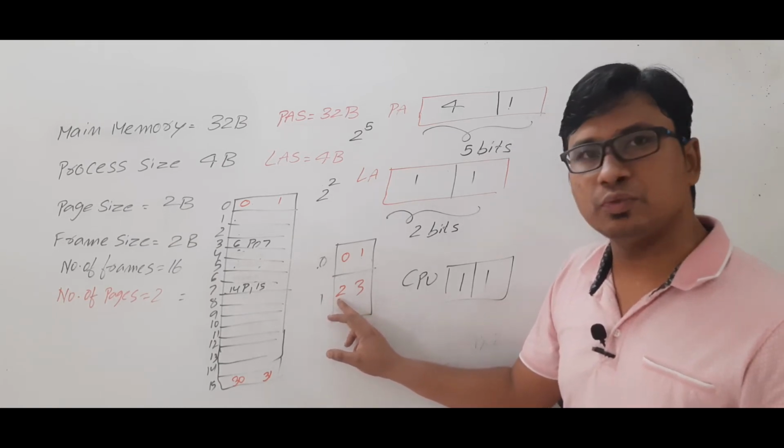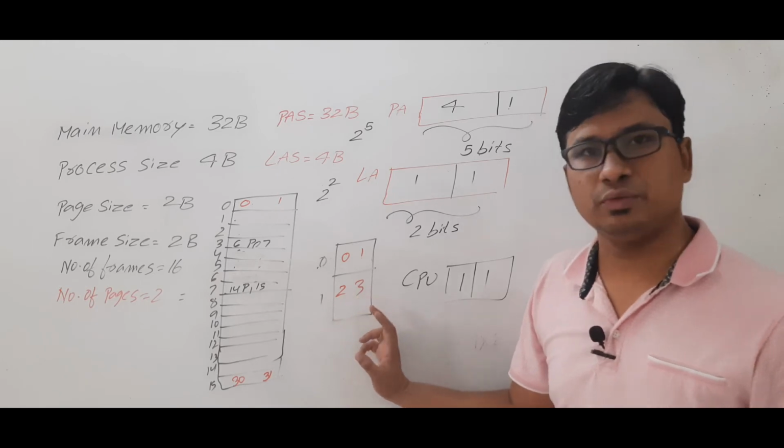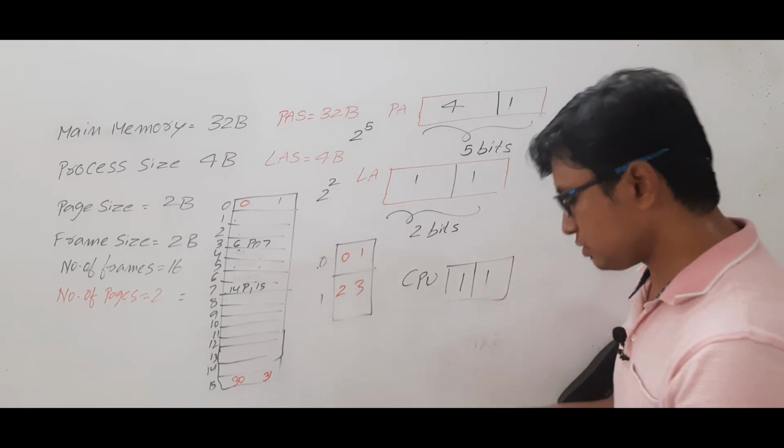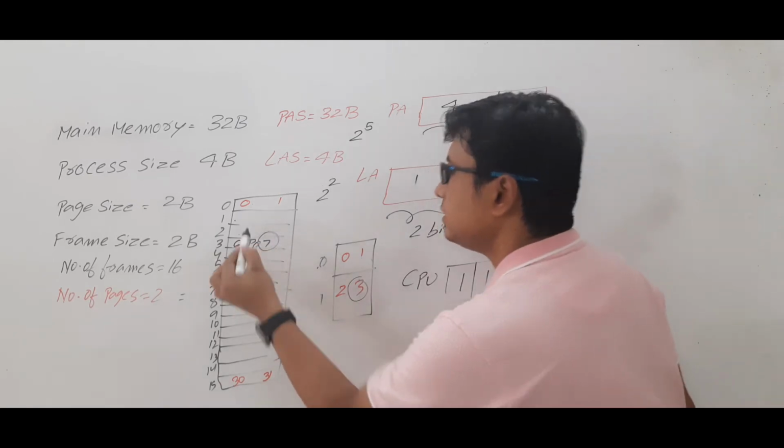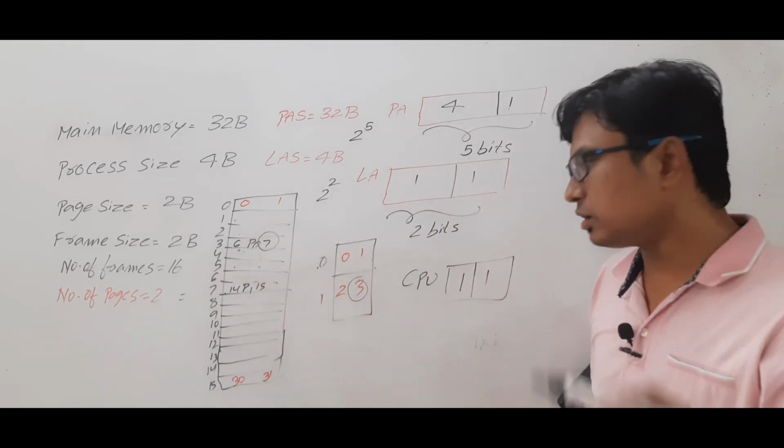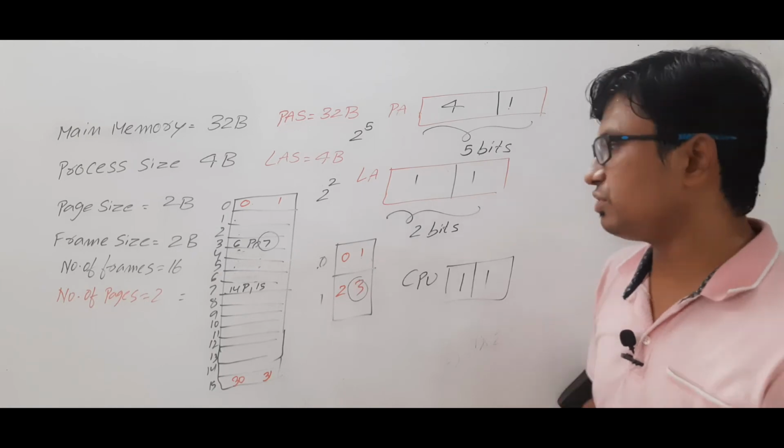In this page, this one is offset 0, this is offset 1. Is it clear? Are you able to understand? So the CPU is asking for this one, but actually it is stored here. Are you able to understand it or not? Now how we will get it, I will discuss for you.